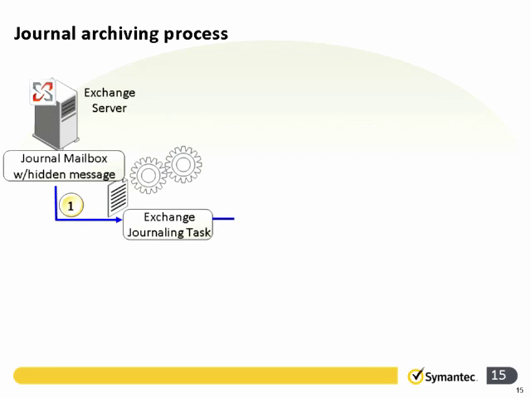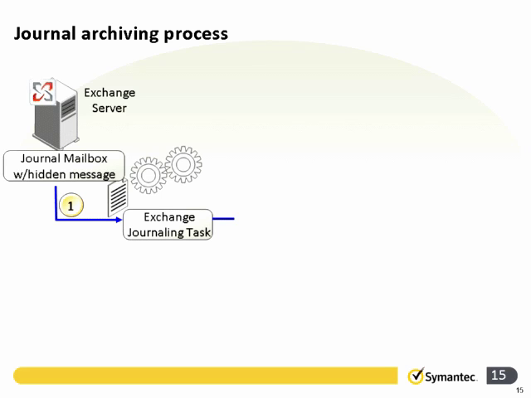However, now, instead of using a mailbox archiving task to archive that mailbox, we're going to have a separate task. This is called an Exchange journaling task. This Exchange journaling task is going to be responsible for interfacing with the journal mailbox with the hidden message in it, and working with whatever policy information is stored in that hidden message.